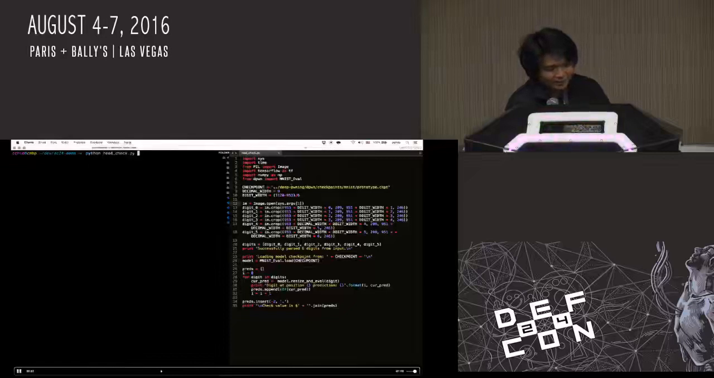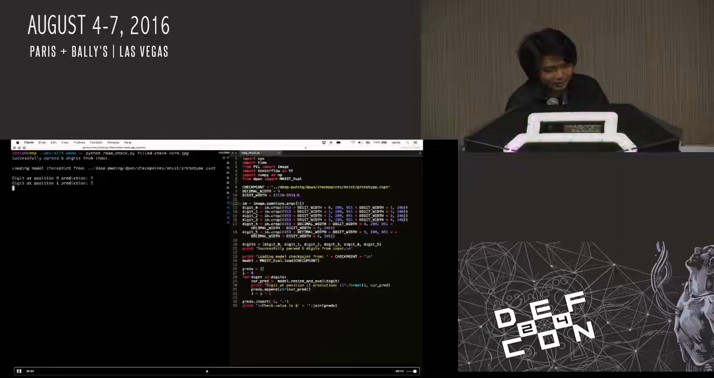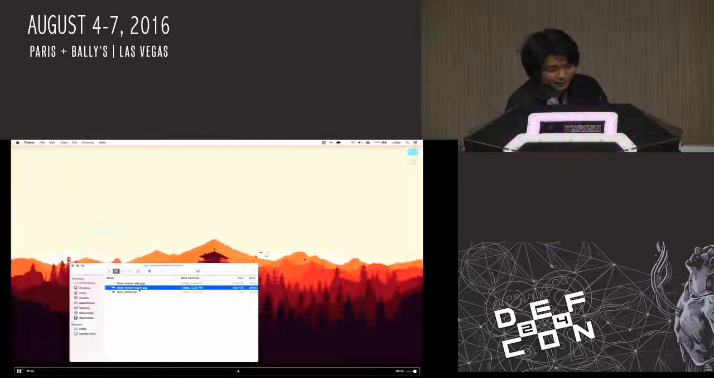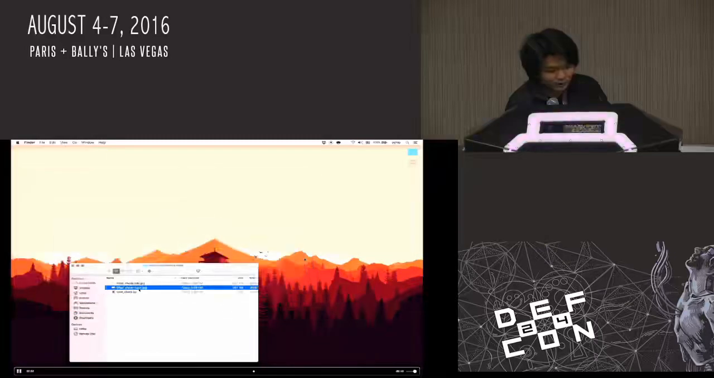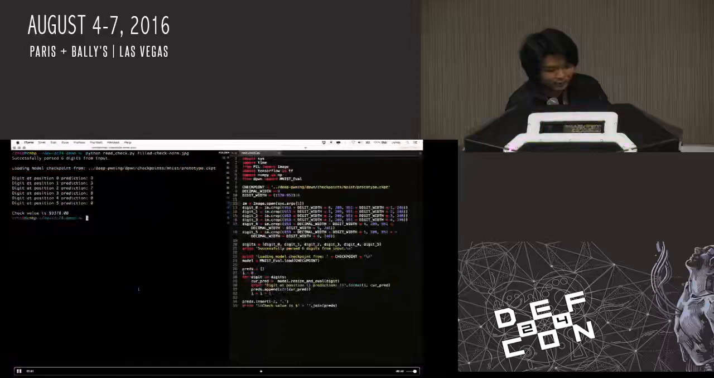What we're going to do is basically read the check. This divides the image up into pixel matrices, and then it reads the digits. So it's loading the model, it's predicting the digits, 937800, 9378.00. That's correct. That's what it is. Okay. Now we're going to do the same for the adversarial image.